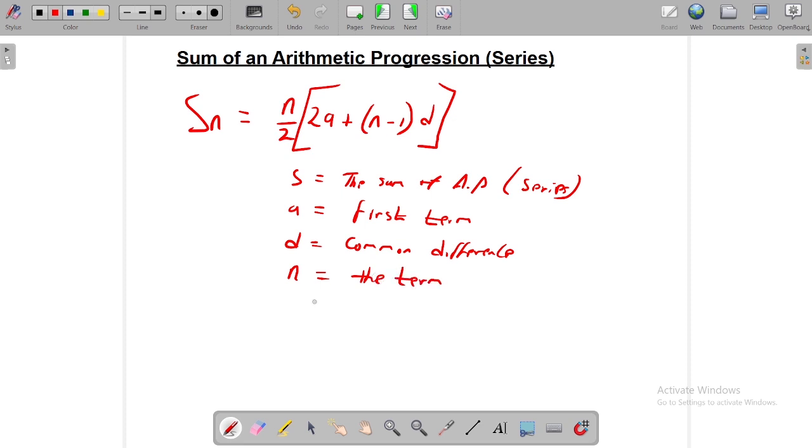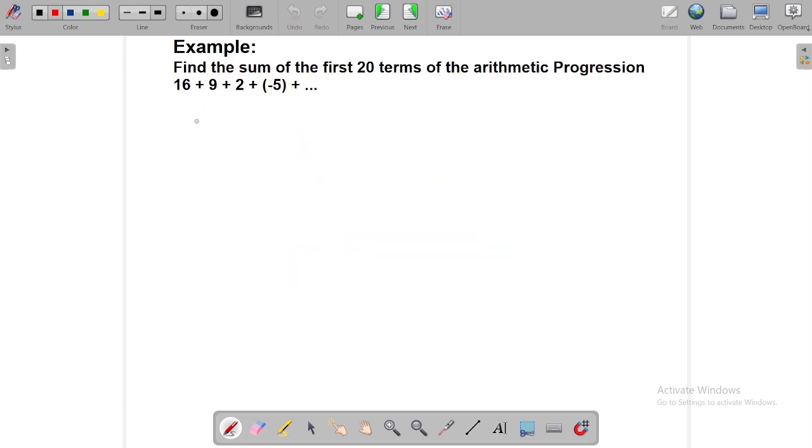Now let's go into solving an example. It will help us understand better. Example says, find the sum of the first 20 terms of the arithmetic progression 16 plus 9 plus 2 plus minus 5 plus so on and so forth. Solution. They've given us the first term, and you can equally get the common difference from this array of numbers.